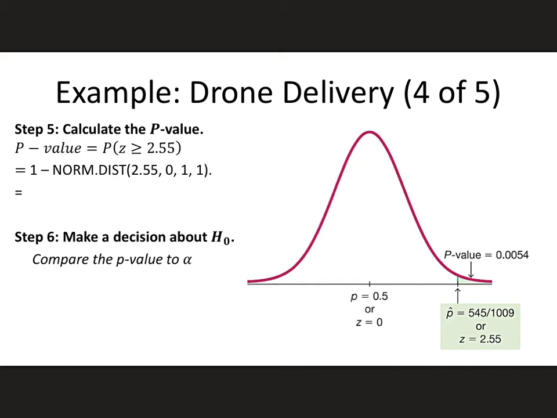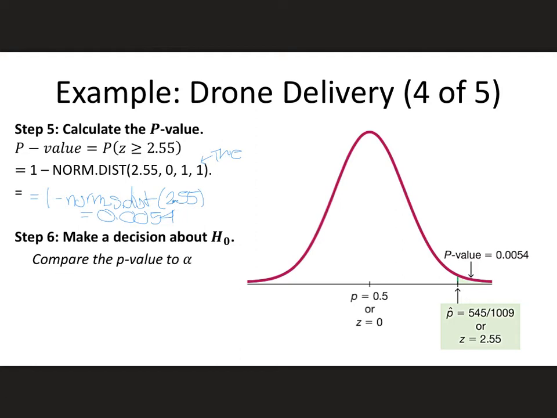Step 5 is to calculate your p-value. So we know that our p-value here is going to be z is greater than or equal to 2.55. So you can do 1 minus norm.dist, that test statistic value, 0, 1, 1. Remember, this just means true. Or 1 minus norm.s.dist 2.55. You will get the same answers here. And if you put that in Excel, you should get 0.0054.